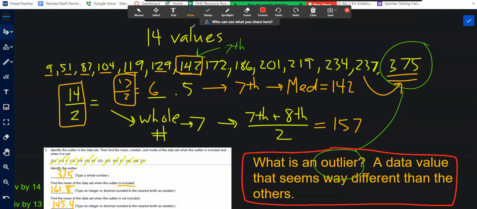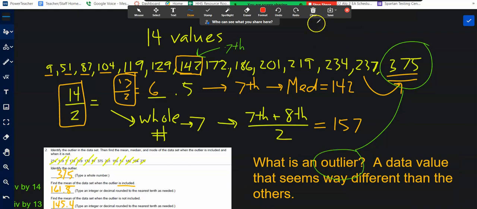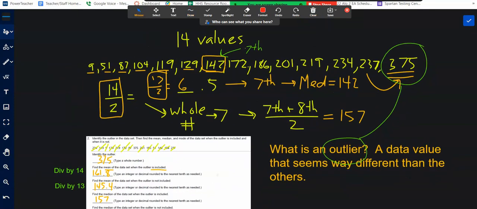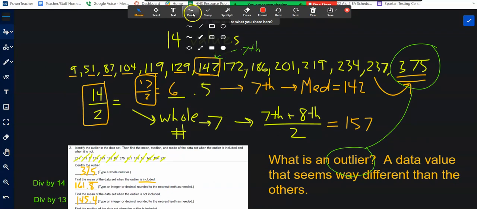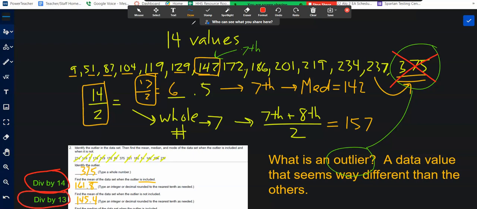Okay, so if you find the average, we know how to find averages, right? We add up all the numbers and divide by the number of values that you have. Well, if you do that with all 14 values, you'll be dividing by 14. You get 161.8. But if you get rid of this one, then you only have 13 numbers. When you add them up, you divide by 13, and you get 145.4. So the last value raised the average 16 points. That's a pretty significant bump for one number.